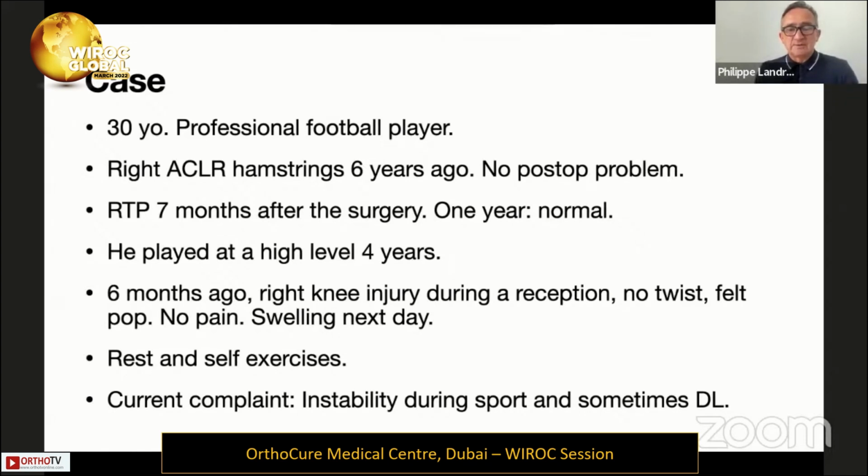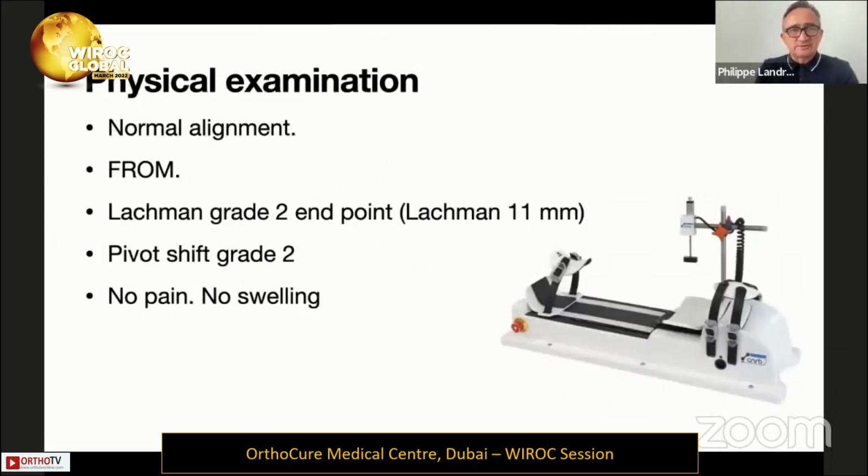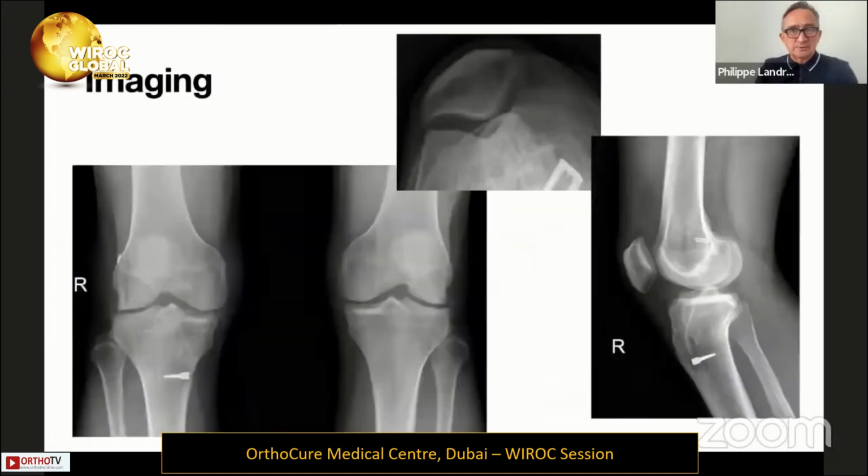No, he didn't mention any twist, and he felt a pop, no real pain, and swelling the next day. Rest, self-exercise, and he came to me with this complaint 6 months after this injury: instability during sport and sometimes even during daily activity, despite good physiotherapy. The physical examination showed a normal alignment, full range of motion, Lachman grade 2 with a soft endpoint, and a Lachman 11 millimeter difference, and a pivot shift grade 2. No pain, no swelling when I examine this patient.